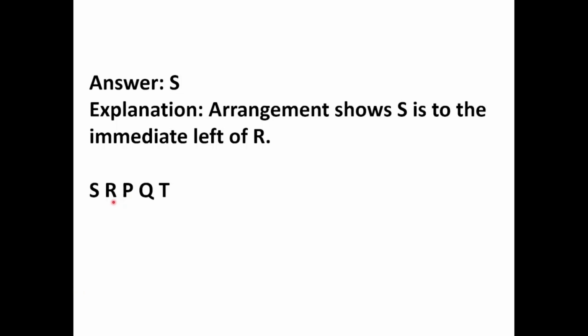P is to the immediate right of R. If R is at any point, P will be the next clockwise position. Now we have R and P seated. Moving to the second clue: Q is sitting between T and P. So P is here. If we put T here, then Q will be sitting in between. So we have 4 friends seated. Now we have T, Q and P as well.